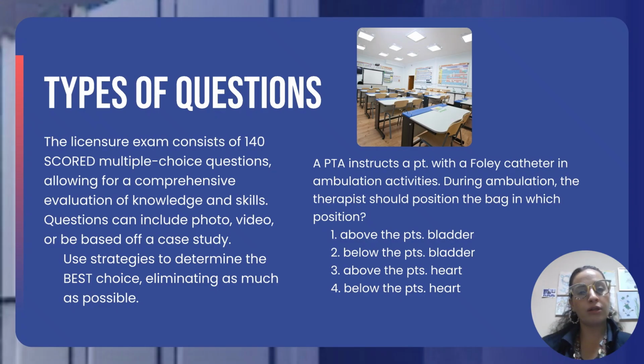Because if you think the question is asking about what the PTA should do, but the question is really asking what the patient should do, and then there are choices at the bottom that are more related to what the PTA should do, then you know those cannot be it, because the patient wouldn't do that. The PTA would do that, right? So that's how you can start cutting your choices, okay?